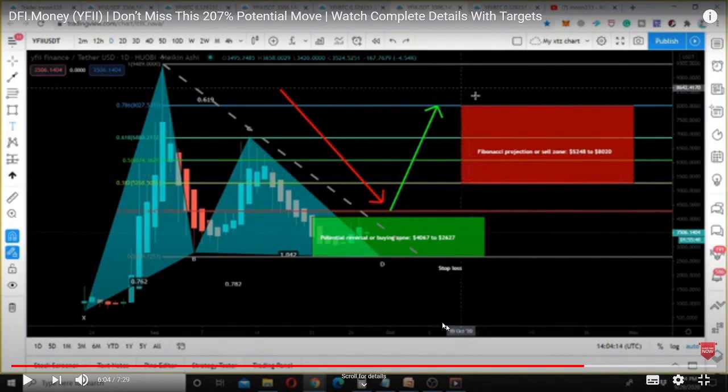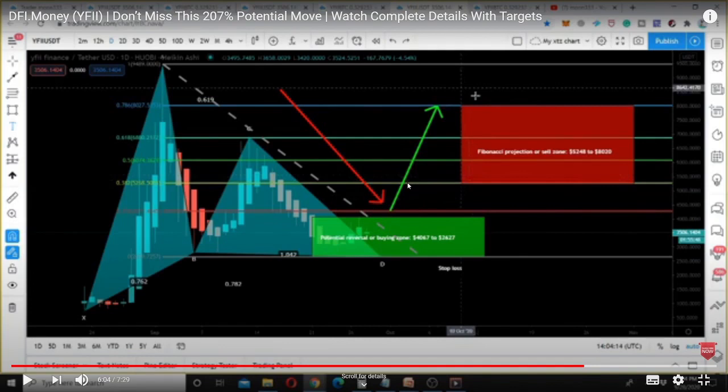And this is my previous video that I shared with you, where the price action at that time was likely to complete this bullish Gartley pattern, the final leg of this bullish Gartley pattern. And this was our last hope that if the price action starts the bullish divergence from here as per the Fibonacci sequence of the bullish Gartley, then it can produce up to a 207% bullish rally.